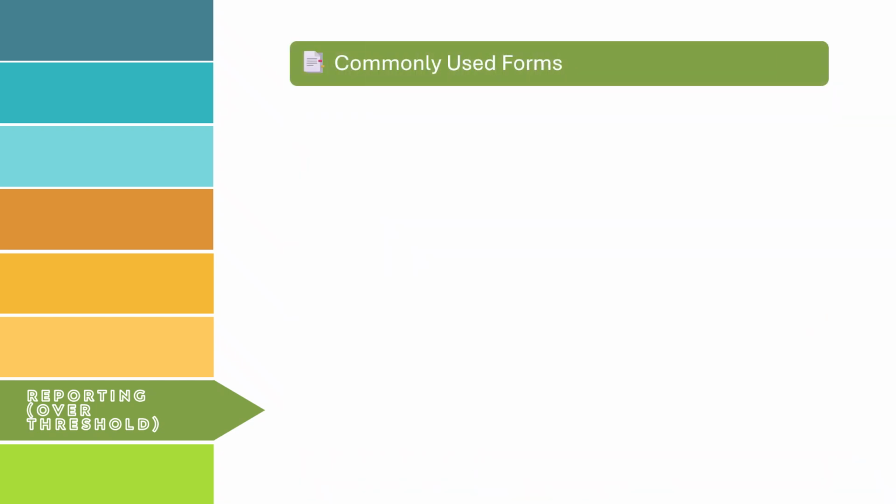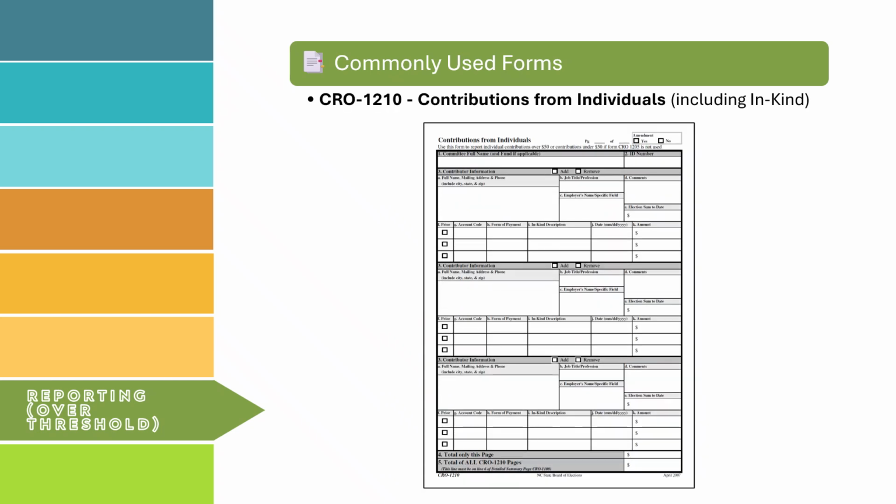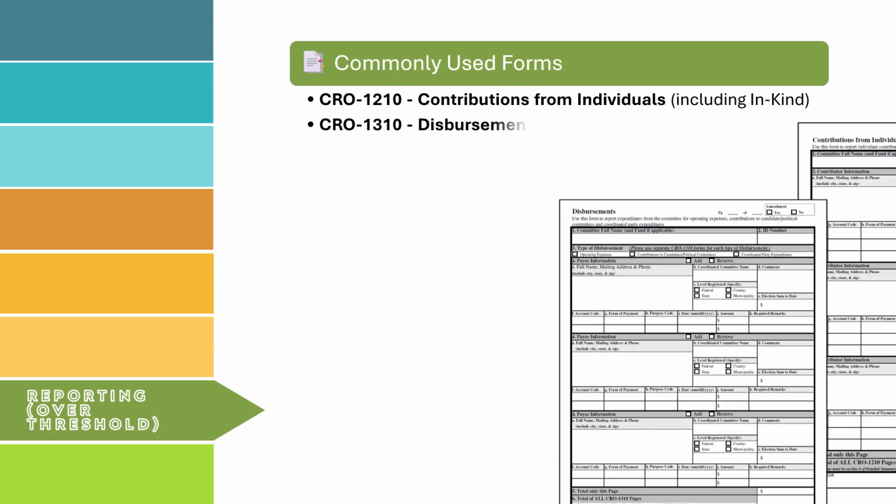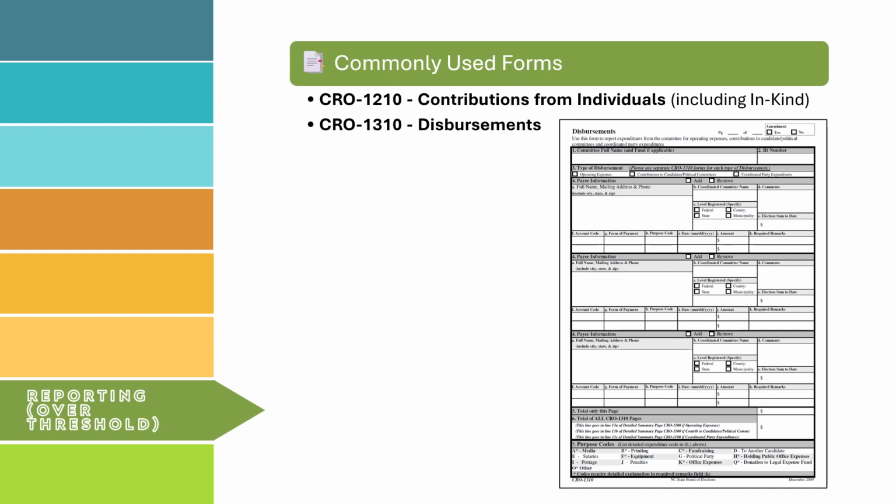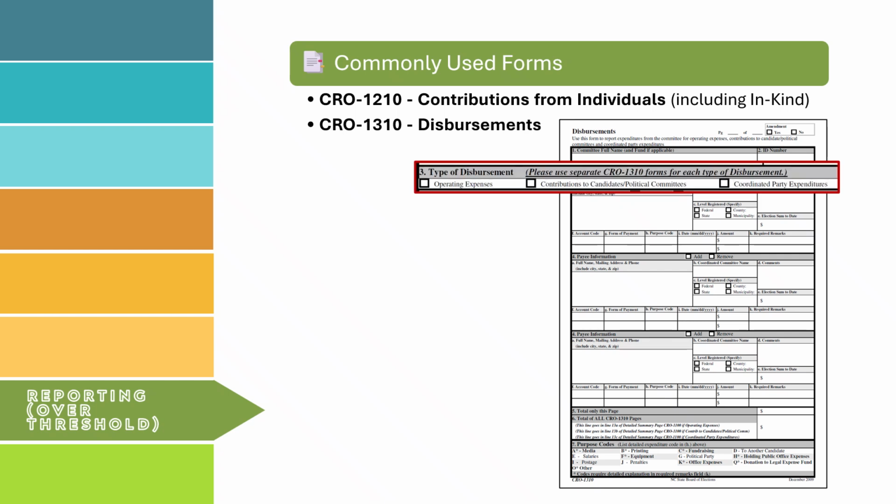Let's look at some commonly used reporting forms. First, we have Form CRO 1210, Contributions from Individuals. This is where you'll report individual contributions, as well as in-kind, non-monetary contributions like donated goods or services. Next, we have Form CRO 1310, Disbursements. This is where you'll report two of the most common types of expenditures made by the committee: operating expenses and contributions to candidates or political committees. Remember to use a separate disbursements form for each type of disbursement.